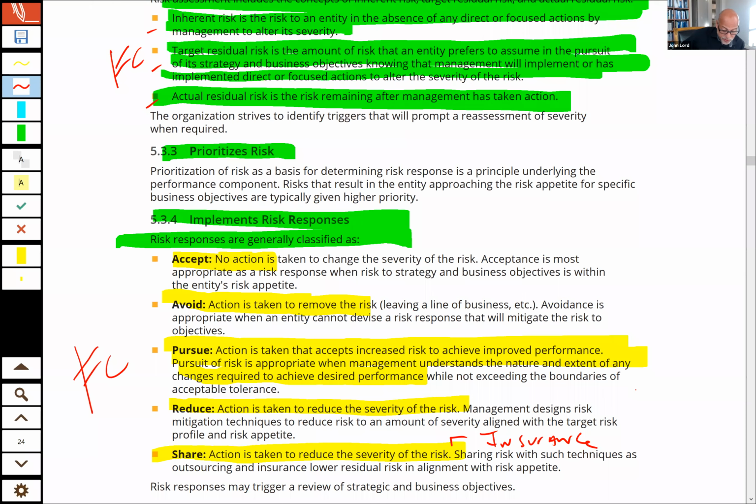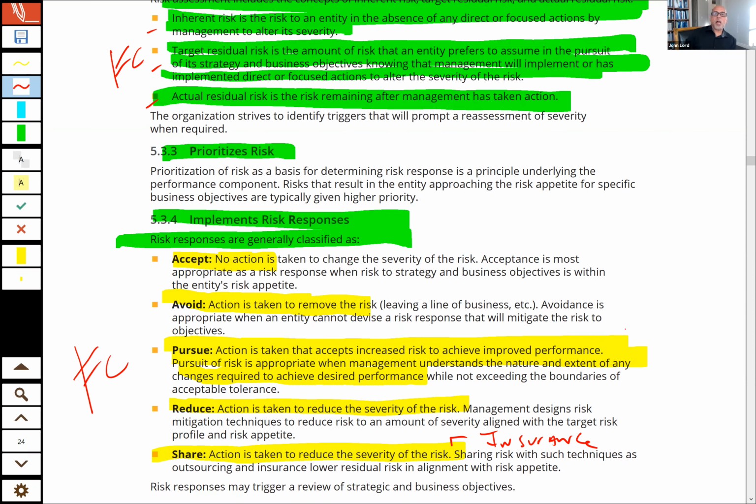You're looking at the risk of driving a car, right? You accept that risk, I think we all do. And if you take no action, then you're probably going to just not wear a seatbelt. Avoid the action: don't drive. Pursue the action: my perceived outcome is that I want to get somewhere faster, so I'm going to take the freeway because I can get there faster. So I'm pursuing the risk of driving faster on the freeway.